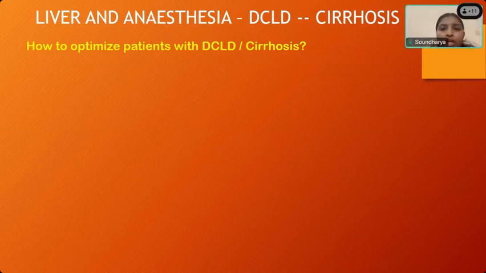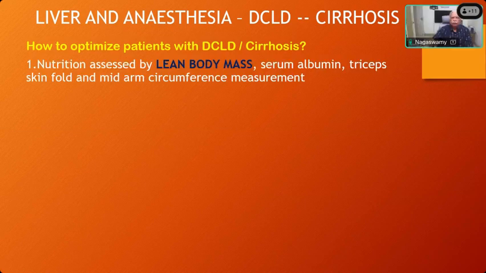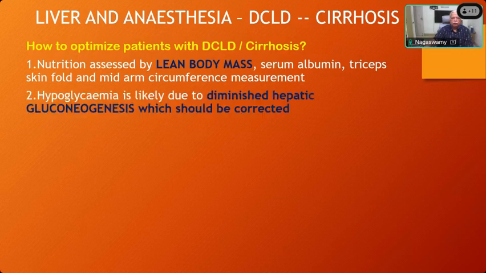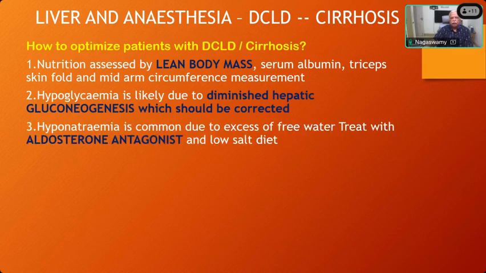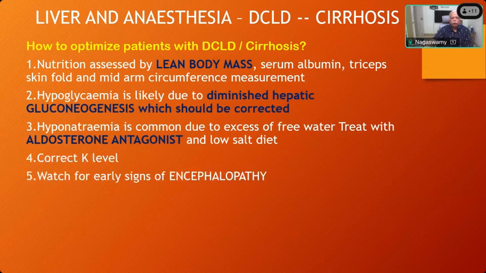Correct the electrolytes and nutrition status: lean body mass, serum albumin, biceps skin fold, mid-arm circumference measurement. Okay? So that is a very, very important step. Hypoglycemia due to diminished hepatic gluconeogenesis should be corrected. Hyponatremia is common due to excess free water. Treat with aldosterone antagonist and low salt diet. Correct potassium level. Watch for early signs of encephalopathy.